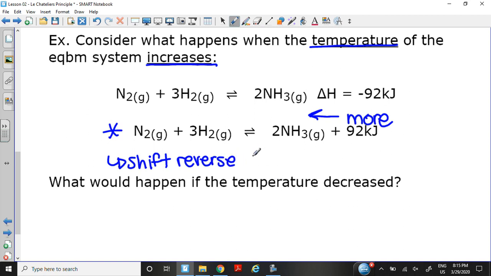Okay, but the other way you could look at it is which direction it's going to shift in terms of endothermic and exothermic. We can see that this reaction has energy on the product side or a negative enthalpy, so we know it's exothermic. But if it's going to shift in reverse, that means it's going to shift in the endothermic direction.